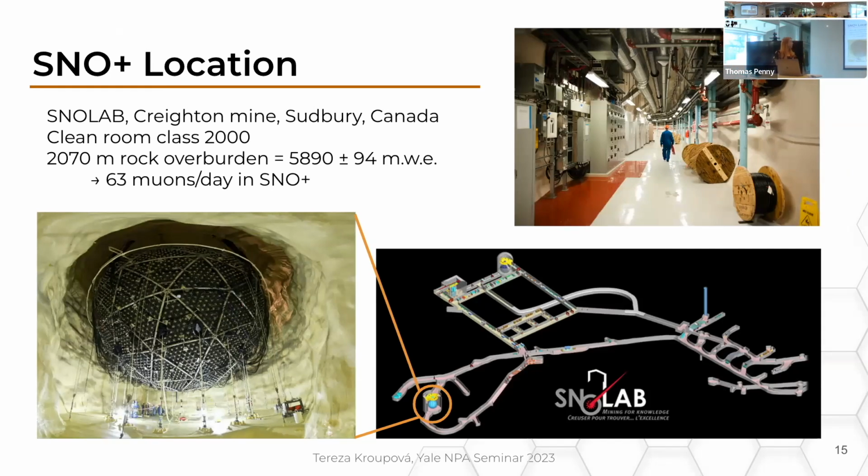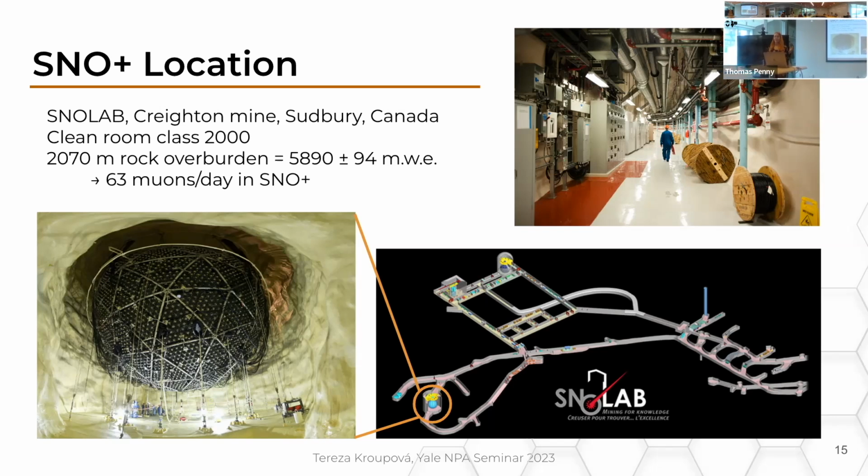The experiment is located at SNOLAB, which is in an active mine in Creighton, in Sudbury, Canada. It provides us with a very high rock overburden of over 2 kilometers, which results in about 2 to 3 muons per hour inside the SNO+ detector. You can see that the lab is quite expansive. It's all based around the old SNO cavity, which is where SNO+ is. And you can see a picture before it was filled with the ultra pure water.